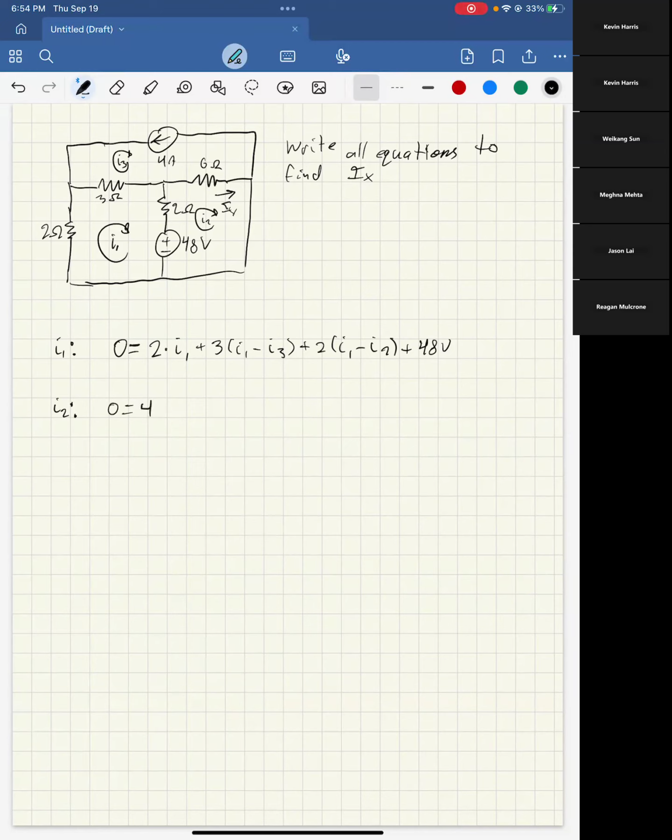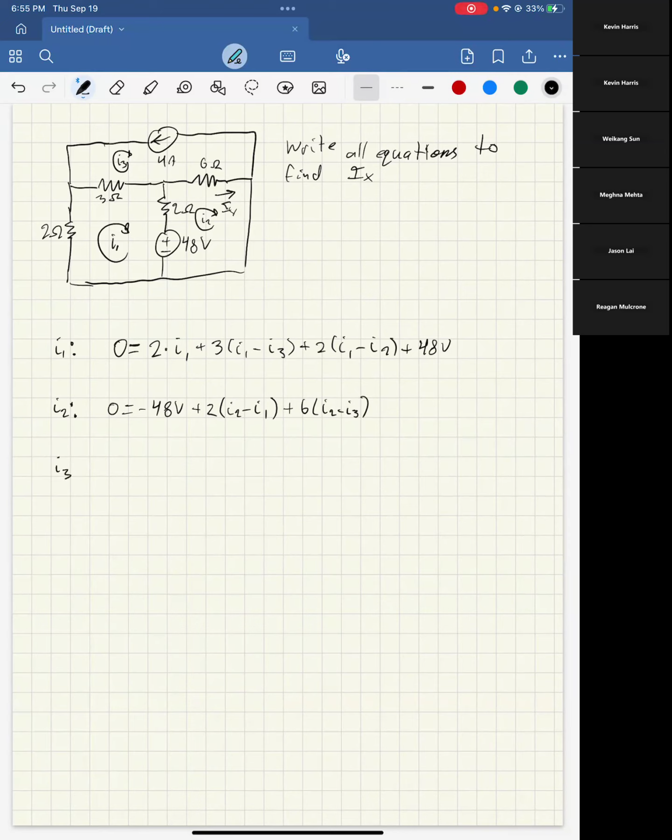The I2 equation is going to be similarly, let's start with that 48 volt source this time, but now it's in the other direction. So it's going to be a negative 48 volts. And then that's plus 2 times I2 minus I1. These two should be negative of each other. You can see that. And then plus 6 times I2 minus I3. And that's all you have for that equation.